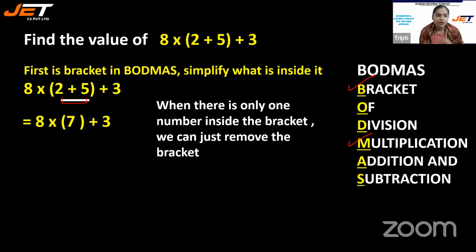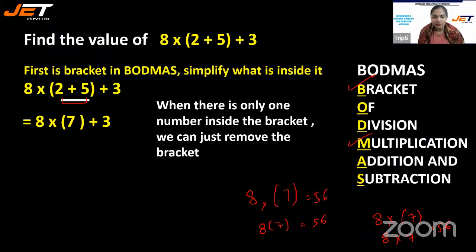So when there is only one number inside the bracket, we can just remove the bracket. And let me tell you one thing, if 8 is written like that, with no sign in between, and it's 7, okay? 8 bracket 7. What does that mean? It means multiplication. Either it is written like this or it is written like this, it means multiplication, 56. And even if you remove the bracket, like if it's 8 times bracket 7, you can even remove the bracket and write 8 times 7, which is 56. So in all the cases, the answer will be same.